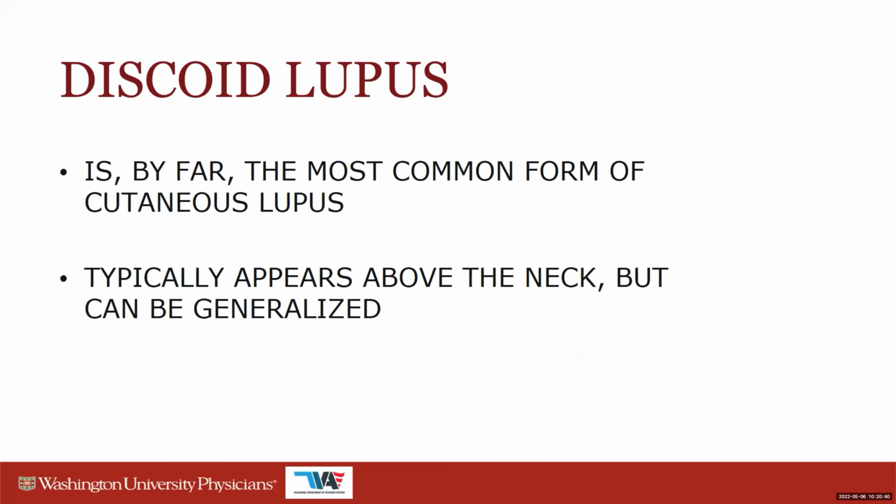Discoid lupus is by far the most common form of cutaneous lupus. It typically appears above the neck, but can be generalized. I should add, for those of you who have matriculated through primary care, you probably noticed that it usually gets called fungal infection at some level. Next.